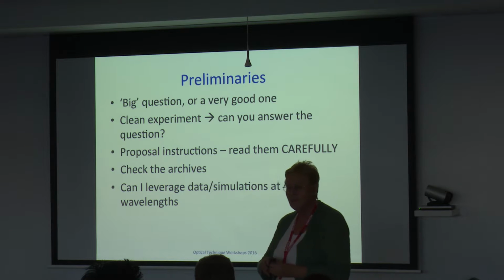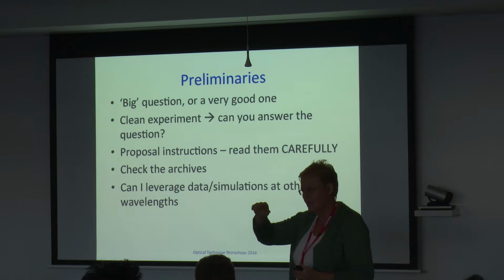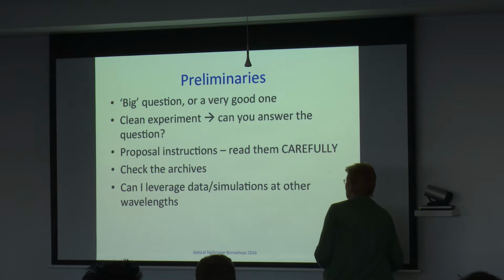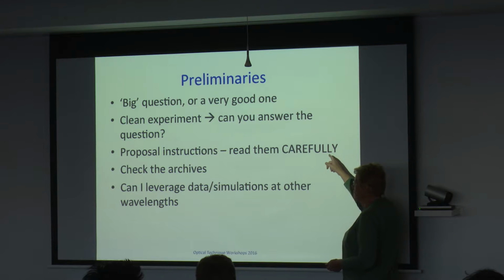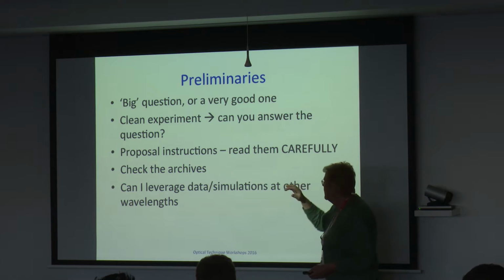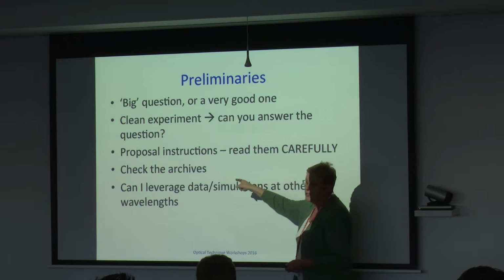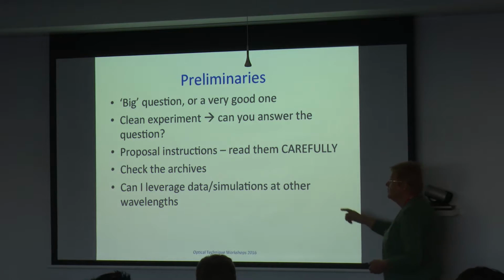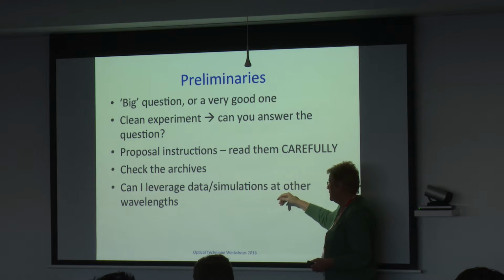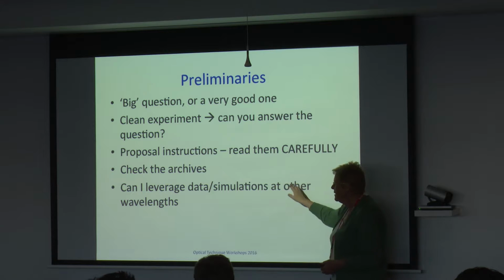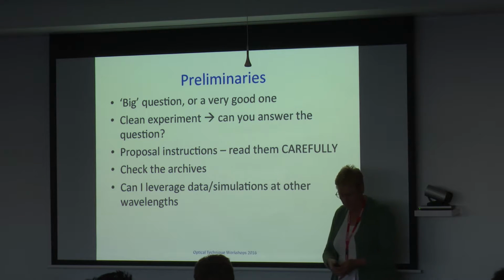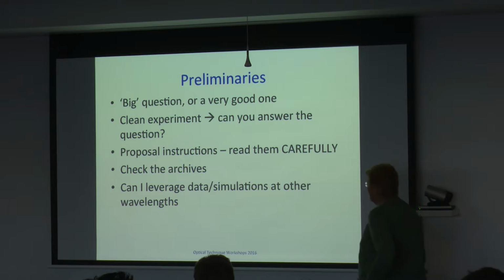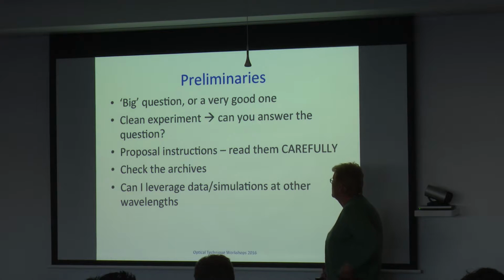Okay, so you've got your question, but then the next layer down is, can I actually construct an experiment that is going to give me an opportunity to answer that question? There are lots of proposal instructions, and you need to read them very carefully. It's still surprising how often people stuff that up. You've got to check the archives, and I think you've had talks yesterday about the archives. Very often you can find enough data in the archives to do certainly the preliminary stuff on a proposal. And then, this is not an absolutely critical part, but you do want to look and see if there's other data or simulations that you can leverage at other wavelengths. It always puts a bit more context.